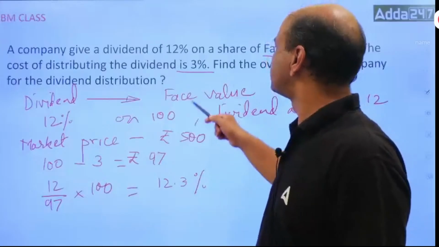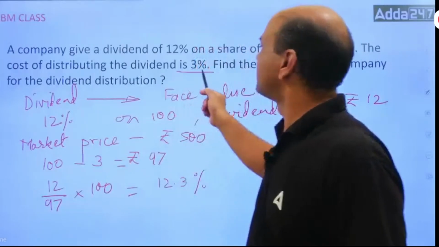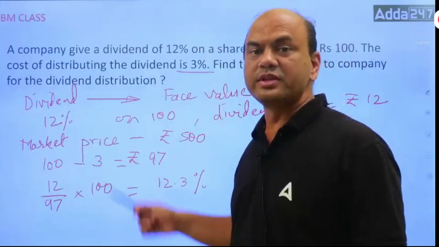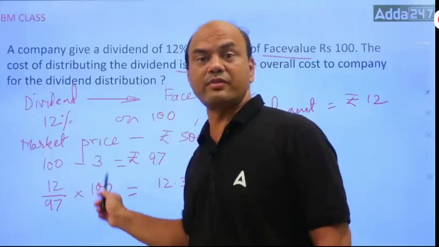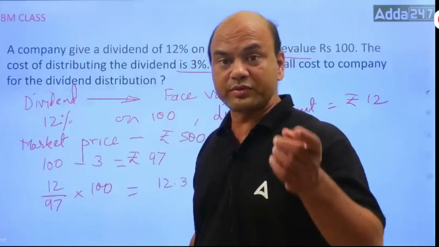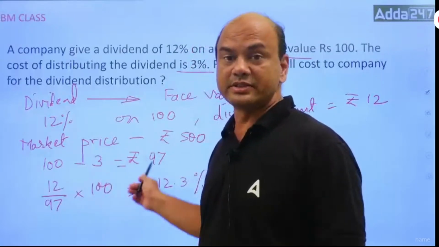So 100 rupees is the face value and 3 rupees is the cost of distribution of the dividend. So this 3 rupees is a cost to you. So it will have to be subtracted from the face value. Your face value reduces by that amount. So 100 minus 3, so 97 rupees.